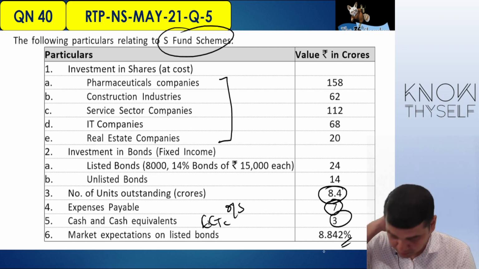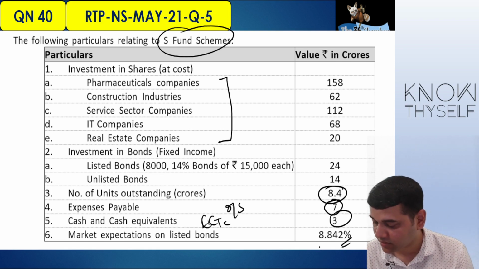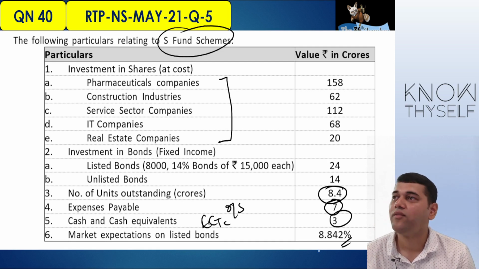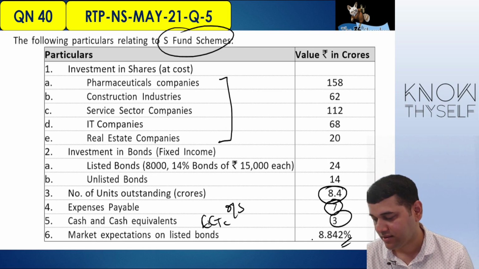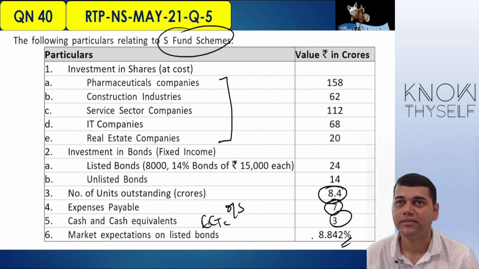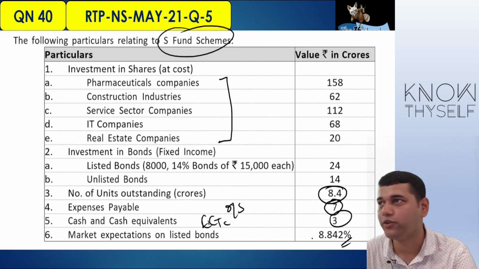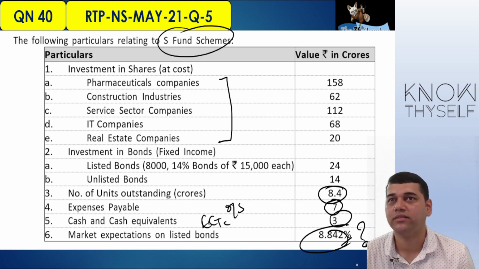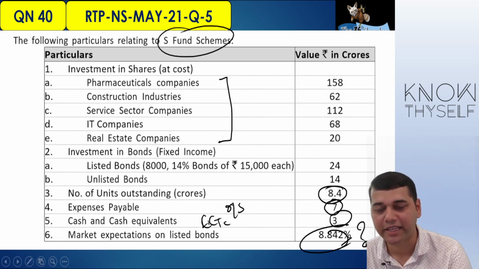Why have they given you market expectation on the listed bonds? What do you understand? Market expectation on the listed bonds. Chalo, we'll proceed further. You have to tell me. Let us see. Because at this point of time, this is one question mark. What is this? We don't know. You are assuming that you are reading in the examination.